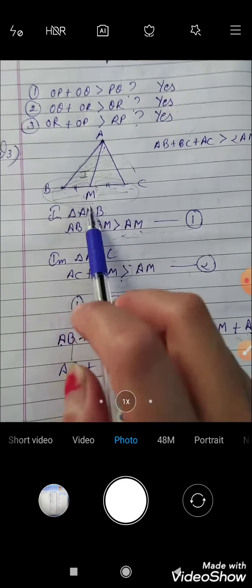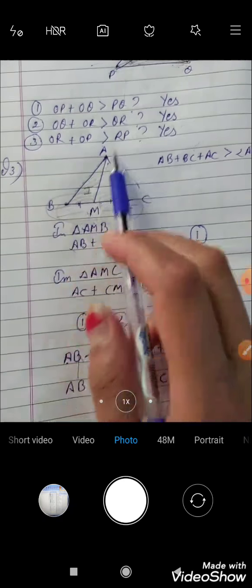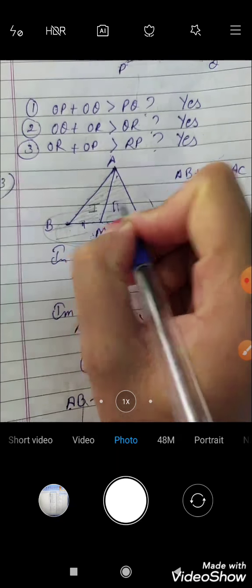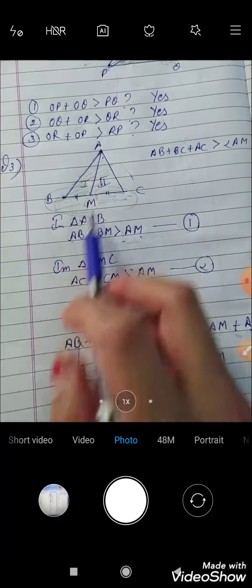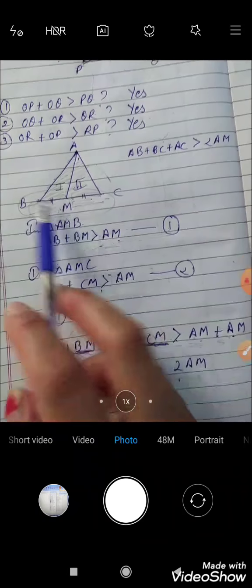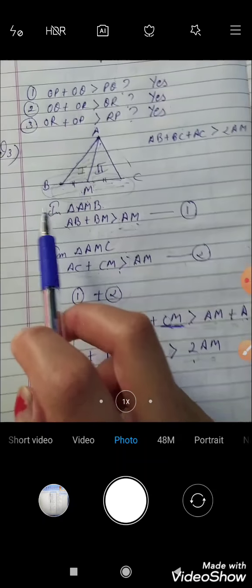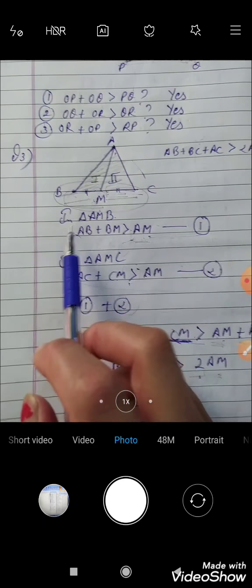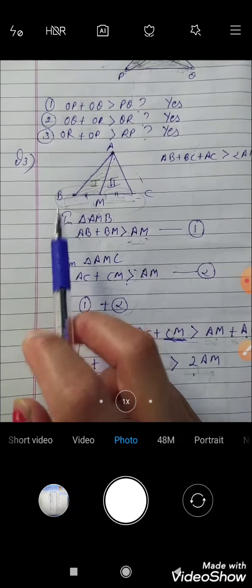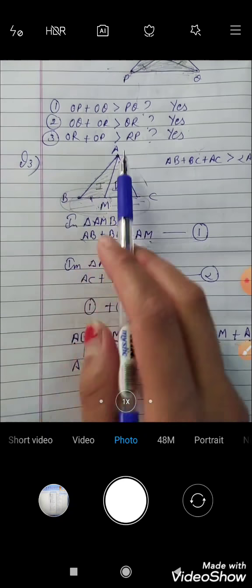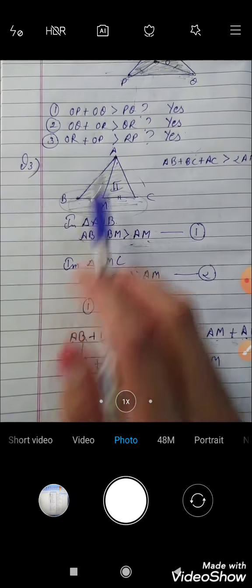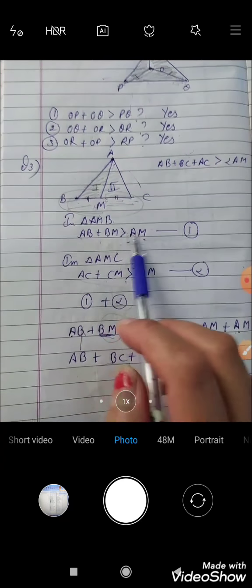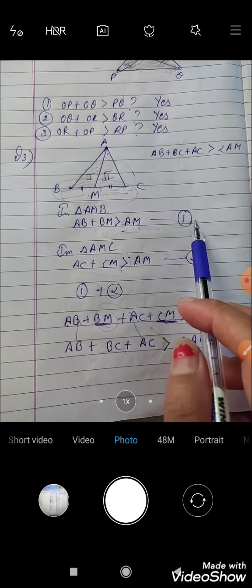For this, first we take triangle AMB. This is our first triangle and triangle AMC is the second triangle. So first we take the first triangle AMB. In any triangle, the sum of two sides of a triangle is always greater than the third side. So we will use this property here, and we are going to take two of its sides other than the median together. So AB plus BM is greater than AM. It is our equation number 1.